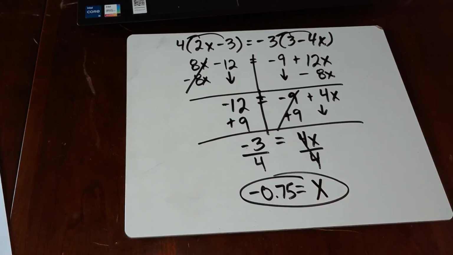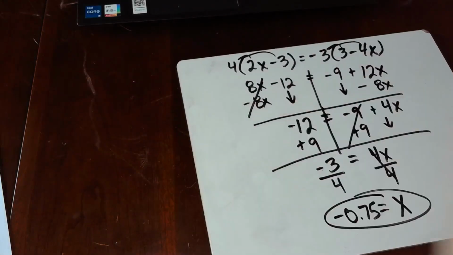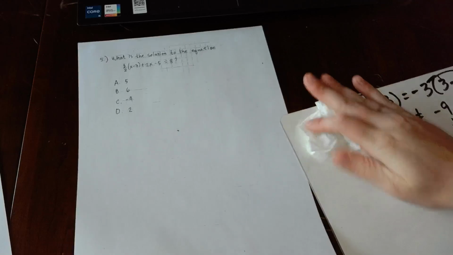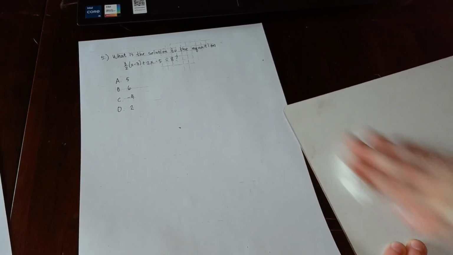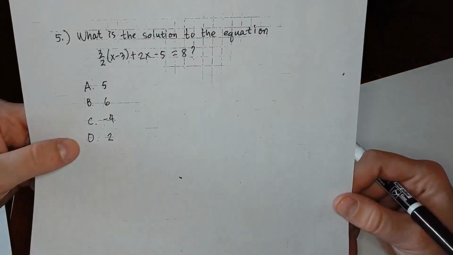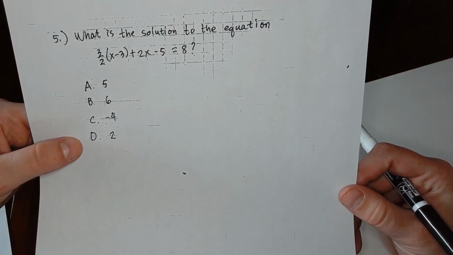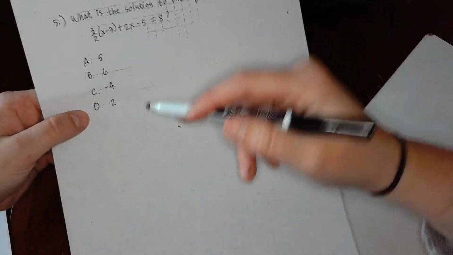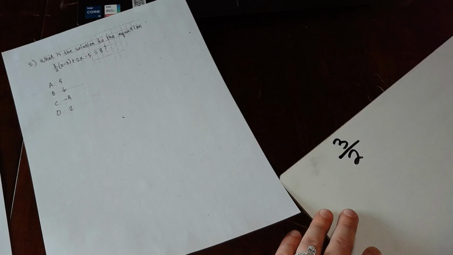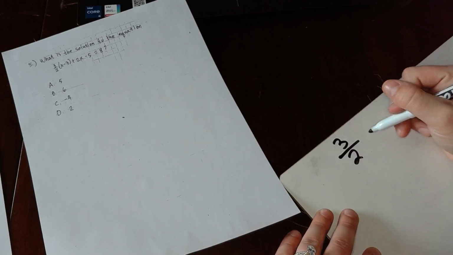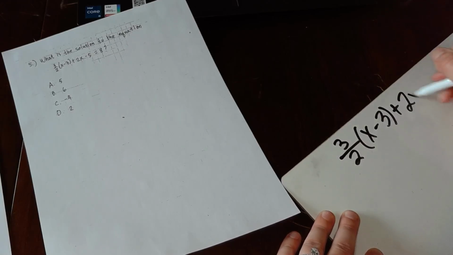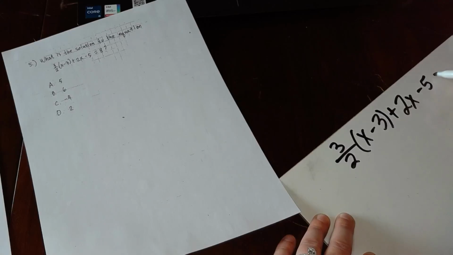All right, looking at number 5. What is the solution to the equation? It gives us a big, pretty equation, and it wants you to pick what the solution is. So you have 3 over 2, which we also know is 1.5, guys, if you want to put it like that. Then x minus 3, plus 2x, minus 5 equals 8.